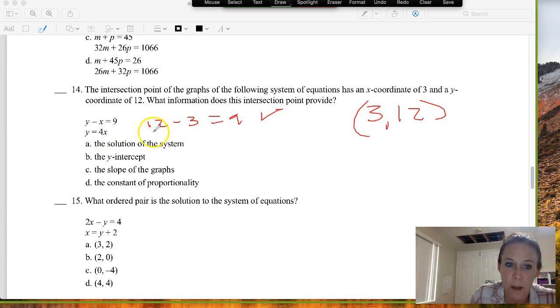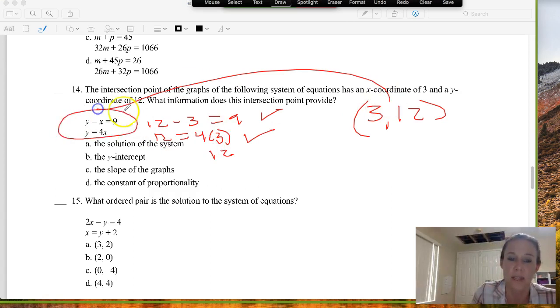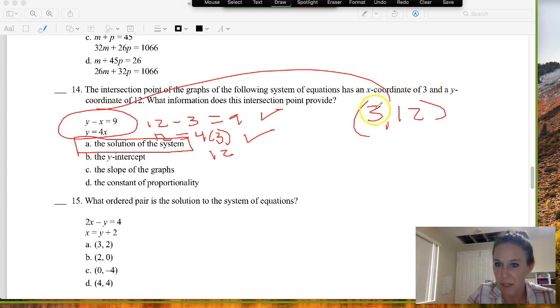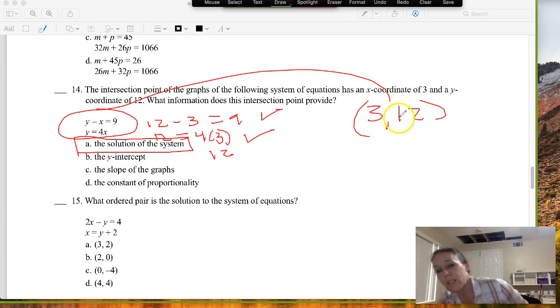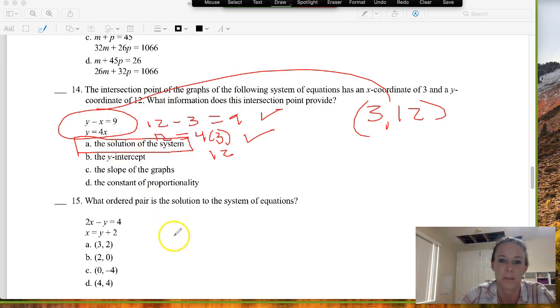Does it work here? Plug in 12 for y. So 12, does that equal 4 times 3? It does. 4 times 3 is 12. Okay, so 12 equals 12. So this point works for both of these equations. It's the solution of the system of equations. You don't have to do this part where you see if it works. It just wants to make sure you understand what the solution means. It means (3, 12) is the point that works for both of these. So what information does the intersection point provide? It provides the solution.